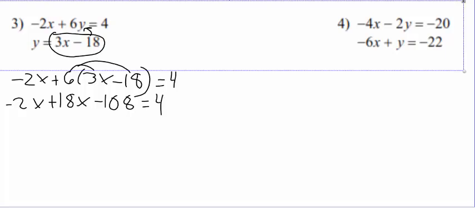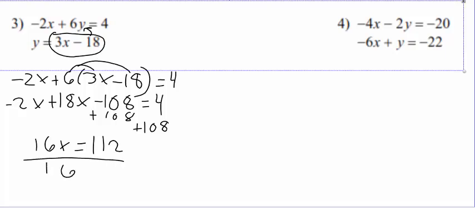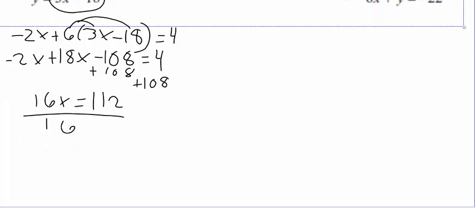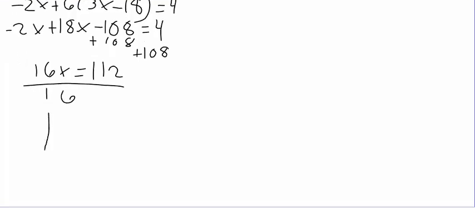equals 4. So now we can combine our like terms, and I'm going to go ahead and add this 108 to both sides just to save a little bit of work. So we got negative 2x plus 18x is 16x, and then 108 plus 4 would be 112. So then we got to divide both sides by 16. Man, I guess I should have grabbed a calculator. So 16 goes into that what? Is it 7? So x equals 7. 112 divided by 16 is 7, correct? Okay, I'll take your word for it.